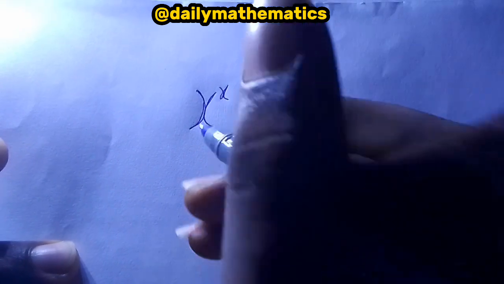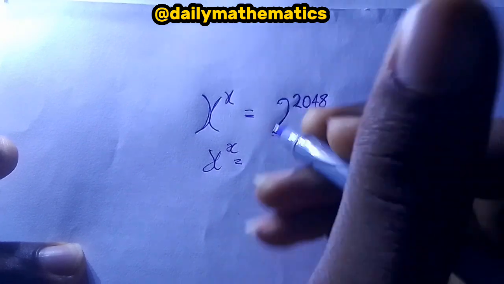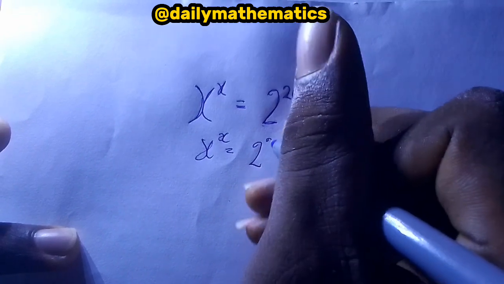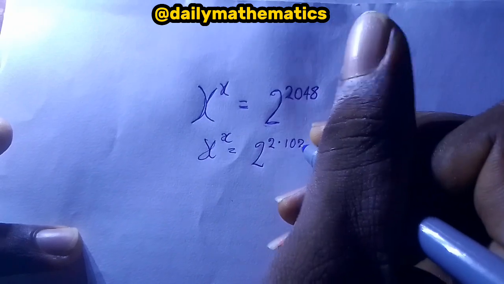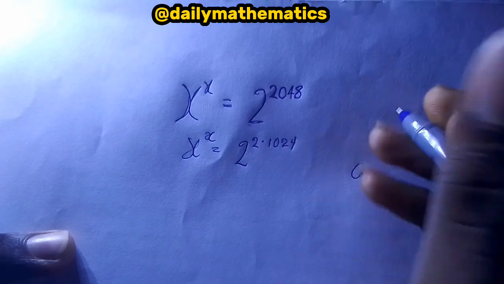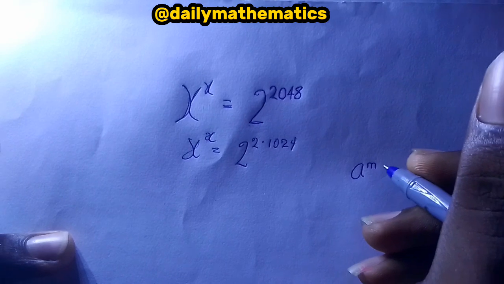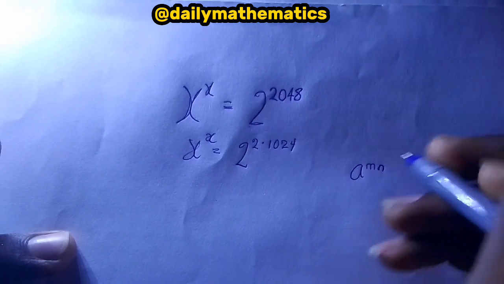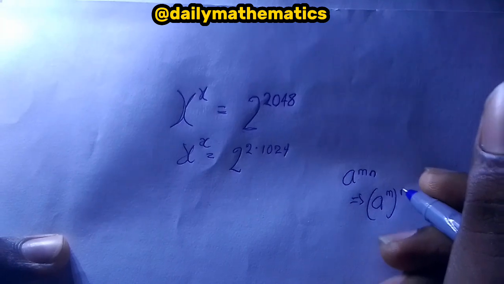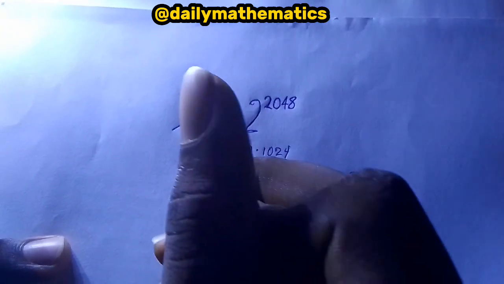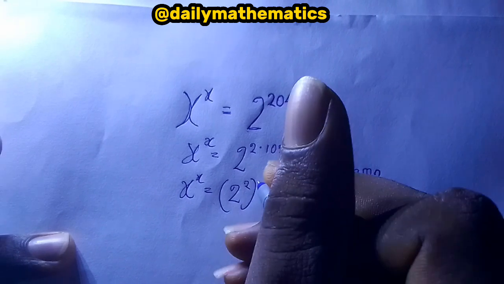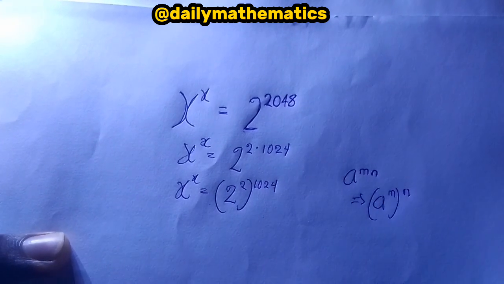So here we have x raised to the power of x equals 2 raised to the power of 2048. Now 2048 is the same as 2 multiplied by 1024, right? And when we have a rule like a raised to the power of m times n, it becomes a raised to the power of m multiplied by n. So we can bring this out: x raised to the power of x equals 2 raised to the power of 2 multiplied by 1024, right?